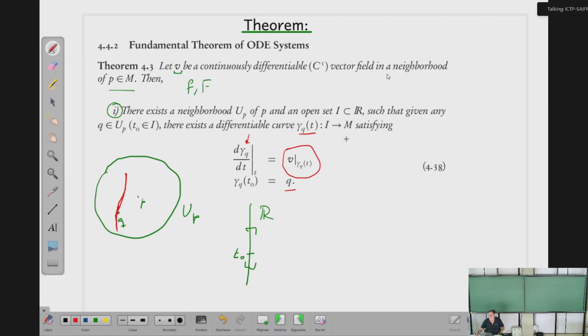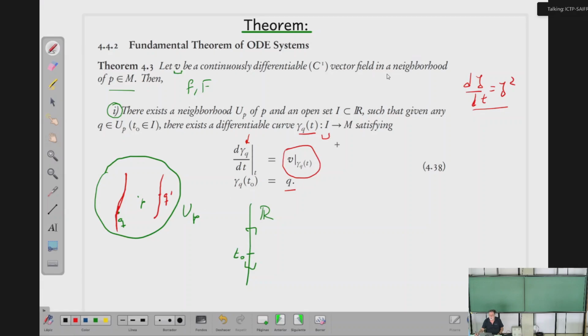So notice that this says there is a neighborhood, an interval, an open set. We cannot say more than that because we have this example where the solution ceases to exist in finite time, so we know that the interval cannot be all of R. But notice that it says there will be a UP, and this interval is the same no matter where I take the point. I can take another Q prime here, and another curve here, and they all have the same interval.